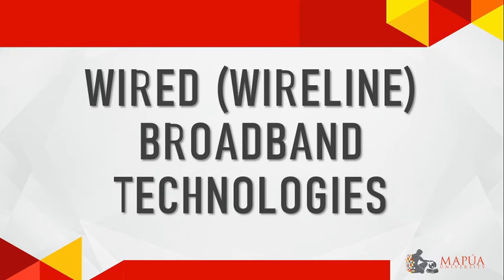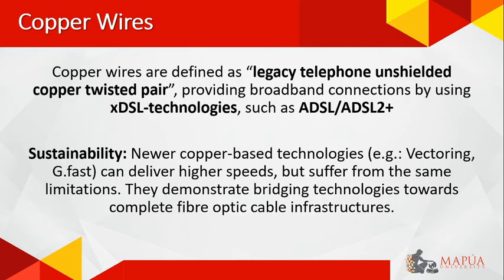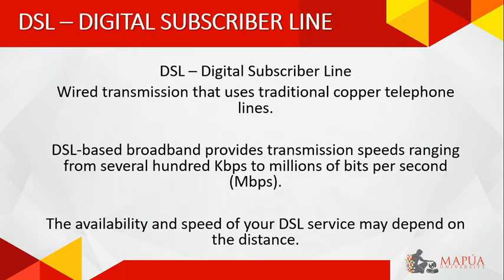For wired or wireline broadband technologies, we have copper wires. Copper wires are defined as the legacy telephone unshielded copper twisted pair, providing broadband connections by using xDSL technologies such as ADSL or ADSL2+. Newer copper-based technologies such as vectoring and G.fast can deliver higher speed but suffer from the same limitations. They demonstrate bridging technologies towards complete fiber optic cable infrastructures. The next type of wired broadband technology is DSL, or digital subscriber line, which we discussed a while ago.